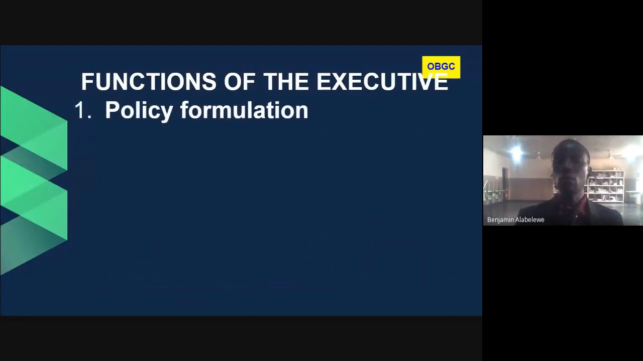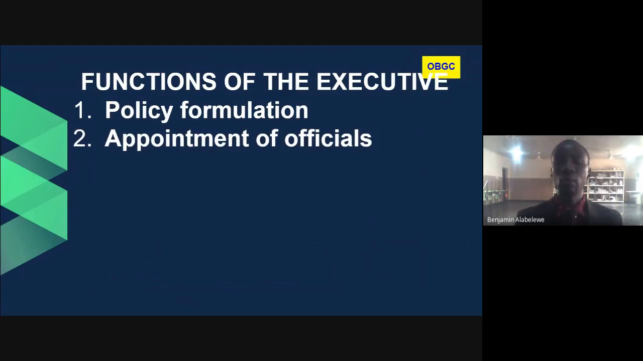Now, what roles does the executive perform, or what are the functions of the executive? Number one, they formulate policies to govern the interest of the people. They don't make laws, they make policies. They come up with programs that will help them to administer the states without chaos. Number two, they appoint their officials. Like I said before, the president appoints his officials who work with him. Likewise, the governors do, and the local government chairman does too.